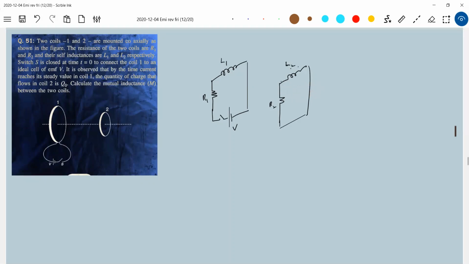If you can understand this, it'll be easy. At first, at any instant of time, with a varying current, the flux linking this loop will change, so there'll be a flow of current. At steady state, what will be the current in this loop? Constant. The flux linking the second loop is constant, so the EMF induced will be zero. So definitely, for a finite amount of time, charge will flow. That is what Q naught is telling. What is M asking? We have to interlink here.